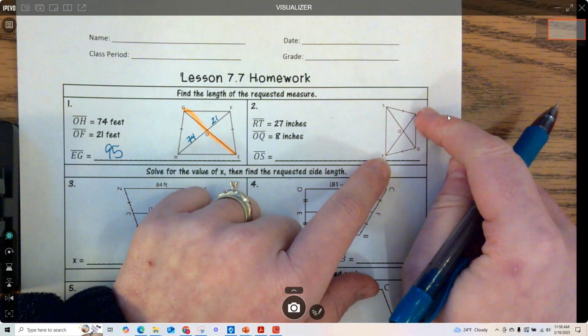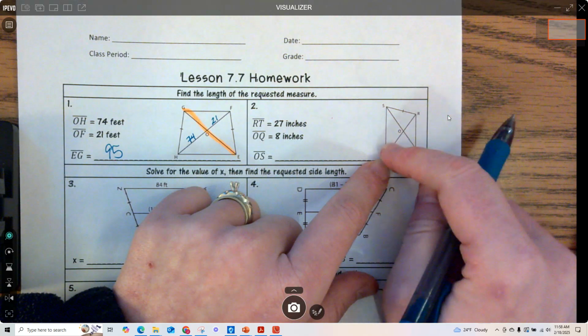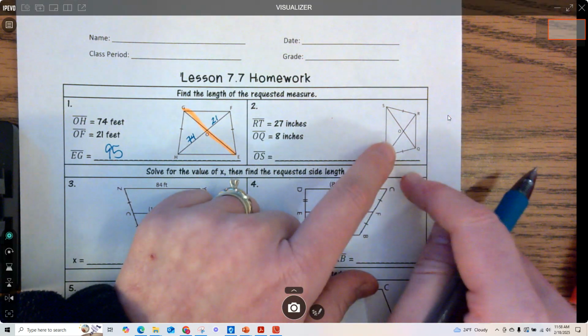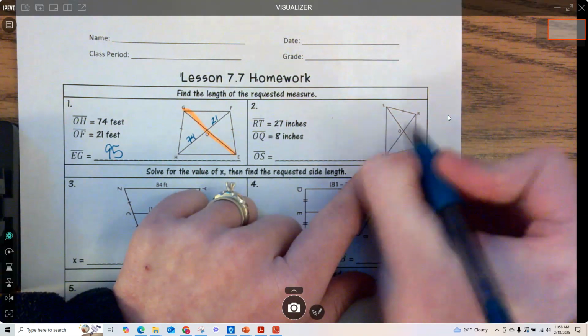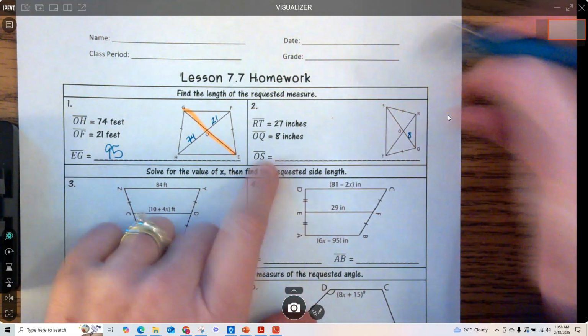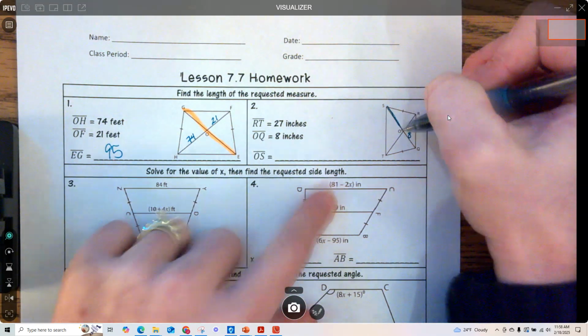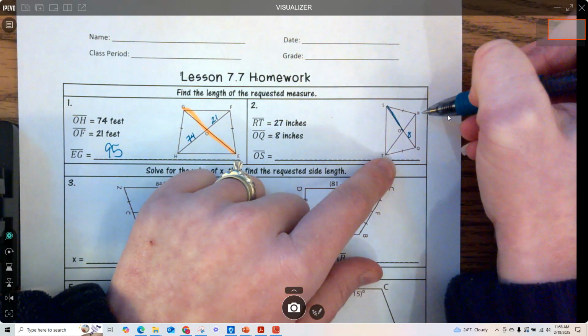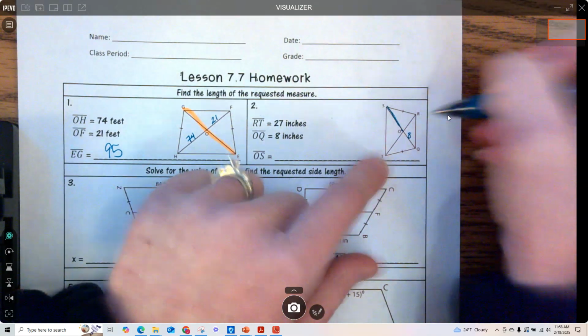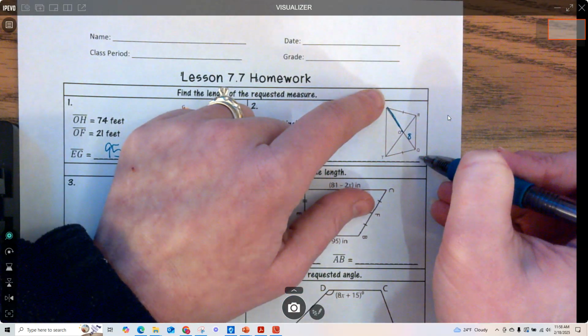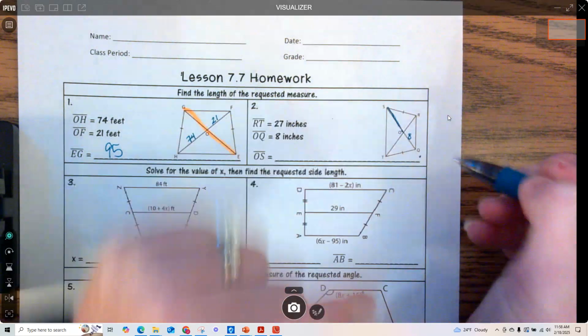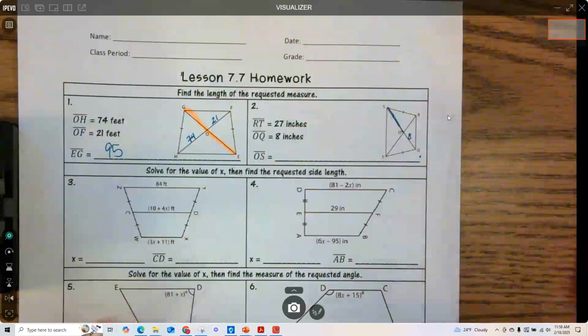So on this one, RT is 27 inches. That's the full length of this. Over here it says OQ, O to Q is 8 inches. It wants to know the measurement of this piece. We know the total length of the diagonal. If RT is 27 inches, then OS is 27 inches. Okay? So diagonals are always congruent.